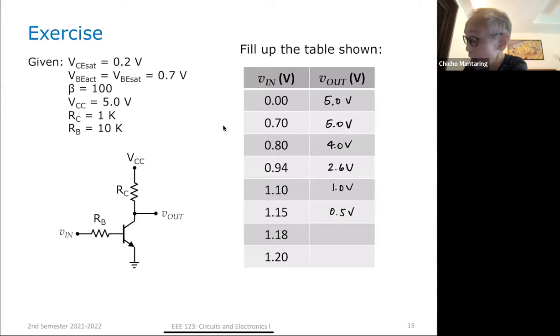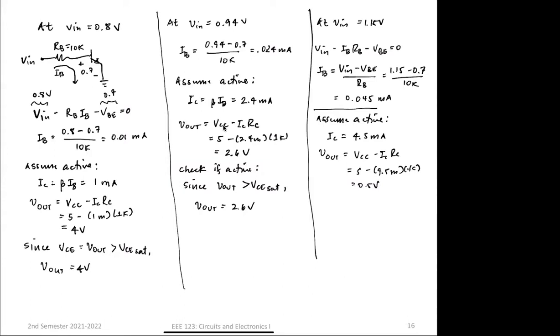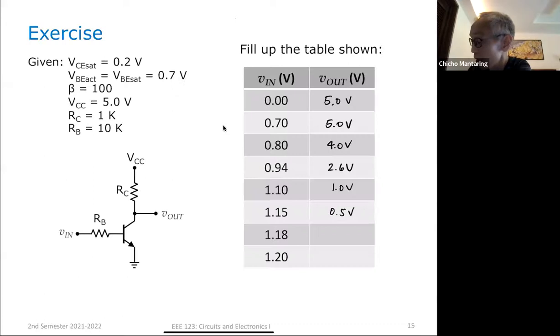But actually, that's not yet finished. Once you get the 0.5, what should you do, Mel? Compare it to VCE SAT. So we see that V out is greater than VCE SAT. That means this is correct. The active assumption is correct and therefore this is also correct. Okay? So this 0.5 is correct.